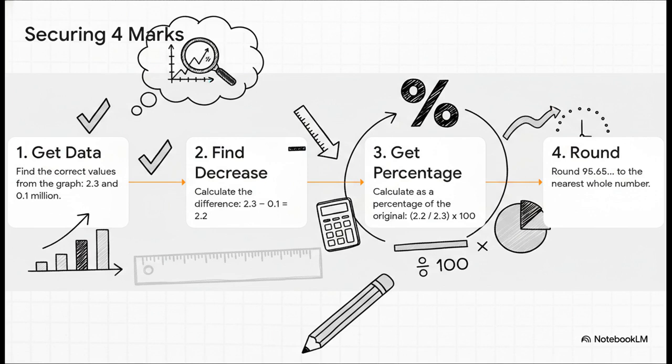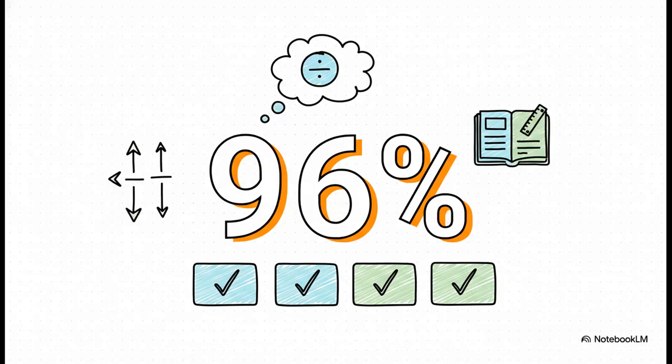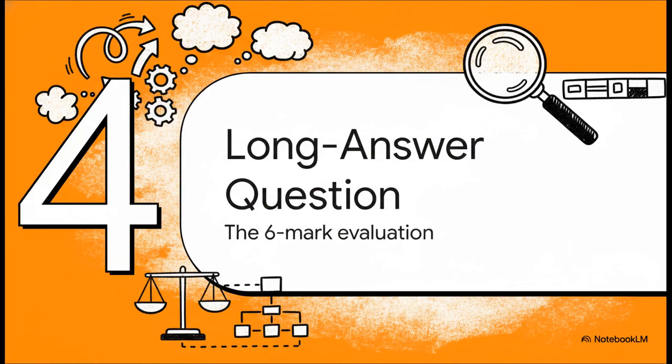And finally, we round the answer, 95.65, to the nearest whole number. And there we have it, our final answer, 96%. By showing every step clearly, you've just locked in all 4 marks. All right, let's move on to the big one, the grand finale of this question, the 6-mark extended response.